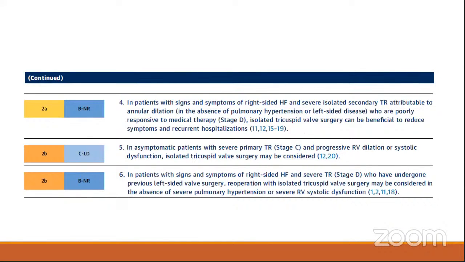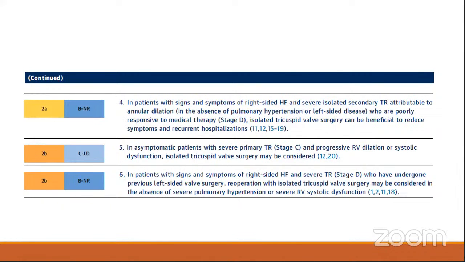In patients with signs and symptoms of right-sided heart failure and severe isolated secondary tricuspid regurgitation attributable to annular dilation, in the absence of pulmonary hypertension or left-sided disease, who are poorly responsive to medical therapy, isolated tricuspid valve surgery can be beneficial to reduce symptoms and recurrent hospitalization, and this is a class 2A.